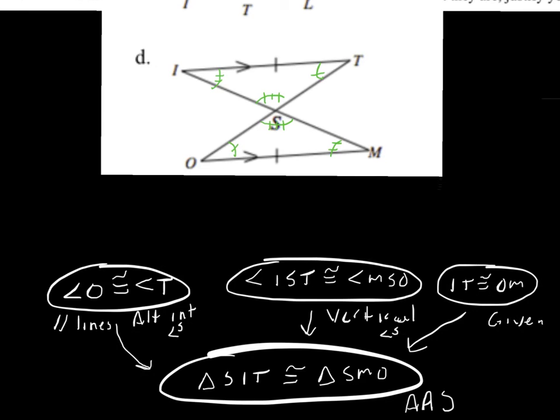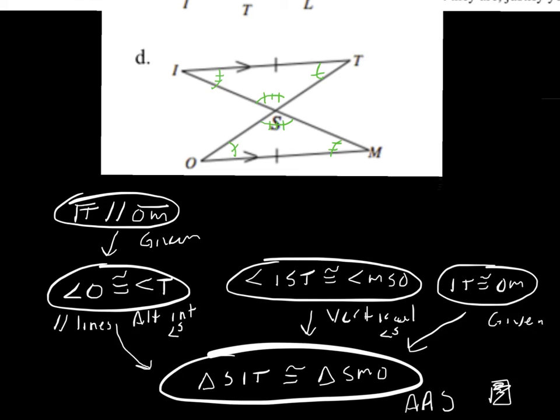Now the thing is, we only knew that because of the given in the picture that they're parallel. So we have to have one more bubble here. We knew that IT was parallel to OM. And that's what gave us that. And that was given in the picture. So that one had one extra box, one extra bubble. Tombstone and done. Questions there?